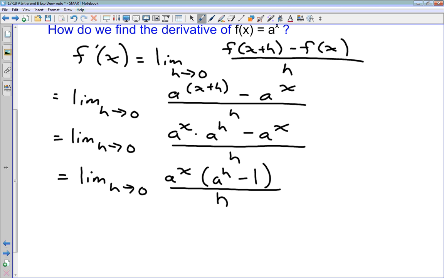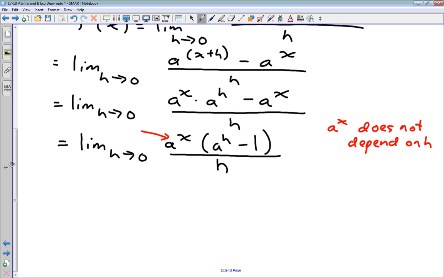In fact, this a^x term, I can factor it out even further. This term right here does not have an h in it. As I am changing the value of h to evaluate this limit as h goes to 0, making h smaller and smaller, the value of a^x will not change because a^x does not depend on h. So I can factor that right out of the limit and bring it as a constant out in front, because no matter what I do with h, that value of a^x isn't going to change. So I can have a^x times the limit as h goes to 0 of (a^h minus 1) all over h.